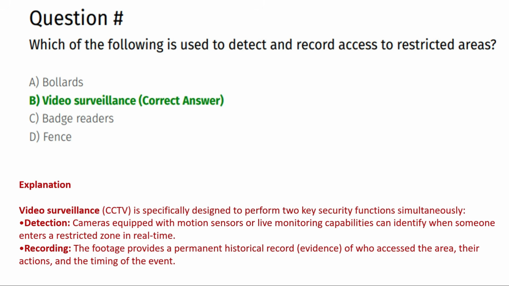So let's check the explanation. So video surveillance, CCTV, is specifically designed to perform two key security functions simultaneously: detection and recording. So detection is, cameras equipped with motion sensors or live monitoring capabilities can identify when someone enters a restricted zone in real time. And recording, the footage provides a permanent historical record, evidence of who accessed the area, their actions and the timing of the event. So that's why the correct answer for this question is option B, video surveillance.